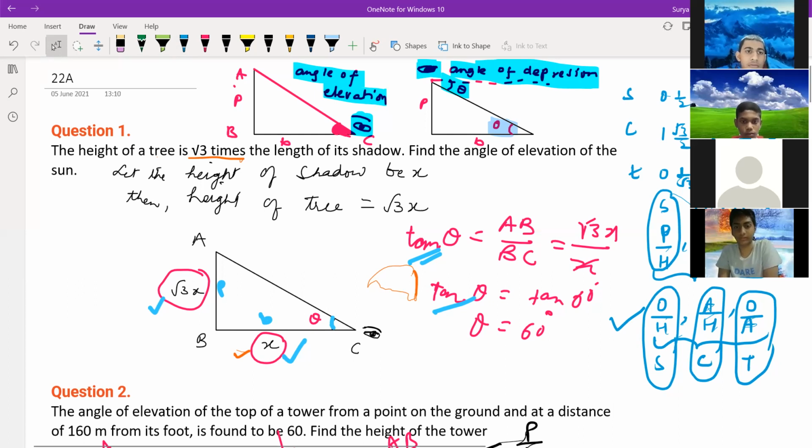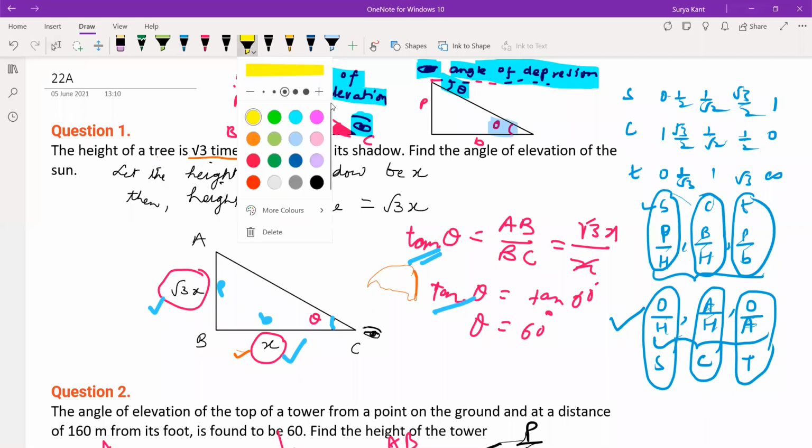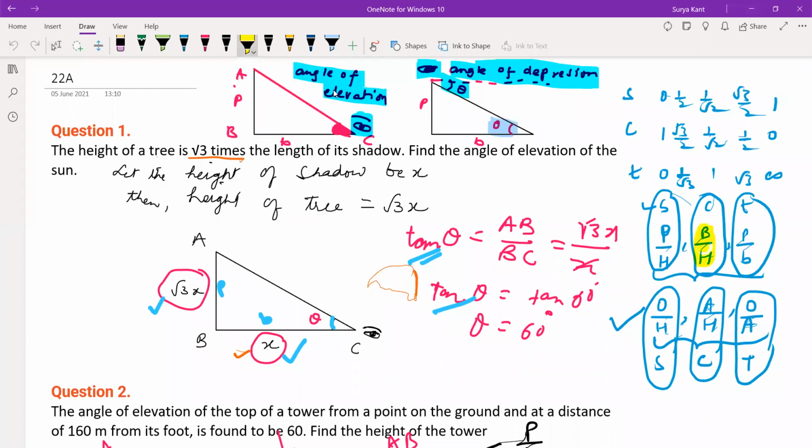Okay, now see, if you want the relation between opposite and hypotenuse, or perpendicular and hypotenuse, you have to use sine theta. If you want the relation between base and hypotenuse, you have to use cos theta. If you want the relation between perpendicular and base, you should use tan theta. So these three things you remember: opposite by hypotenuse, adjacent by hypotenuse, opposite by adjacent. Sine, cos, tan. Which one is comfortable to you, you can remember that. All right.